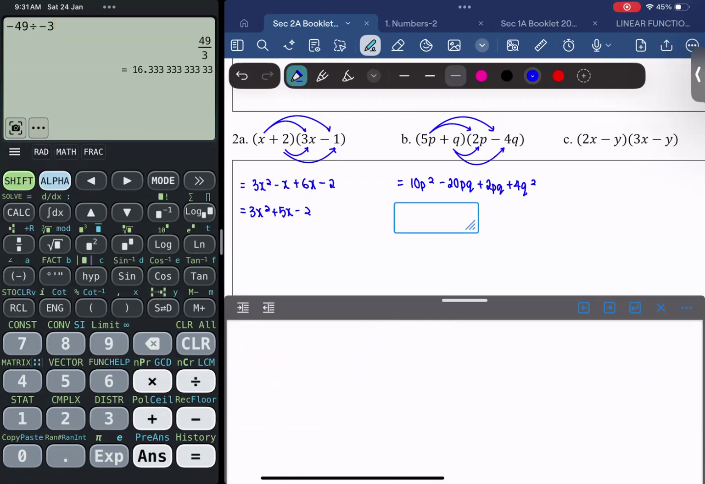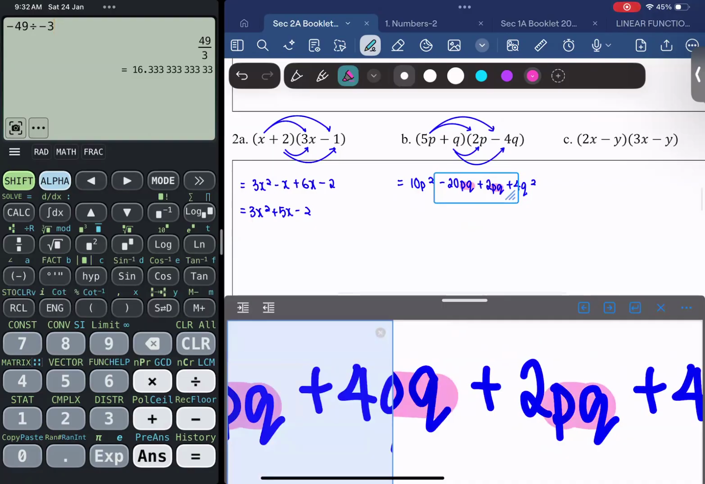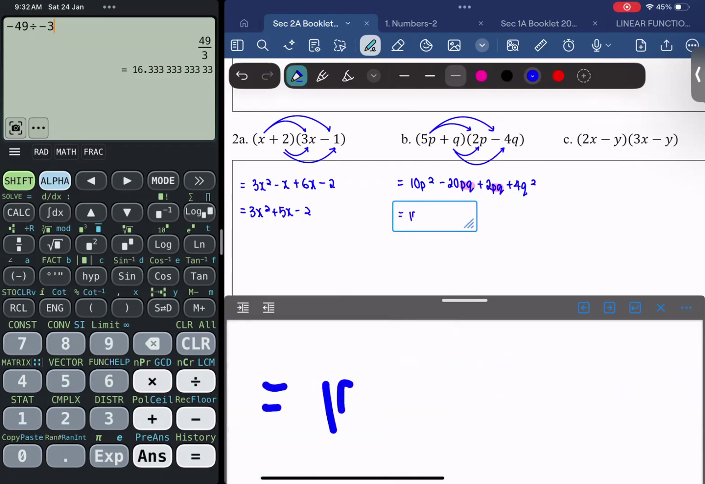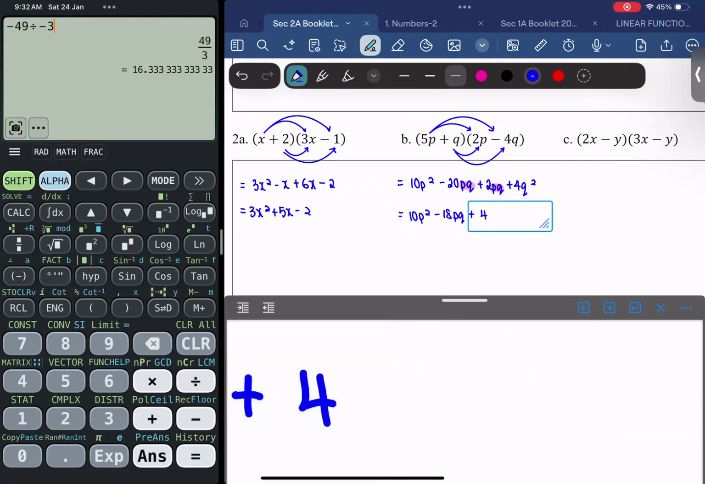Then after that, don't forget, did you see that this is pq, pq? You cannot stop here. Same terms you must add and minus together. So this is 10p squared minus 18pq plus 4q squared.